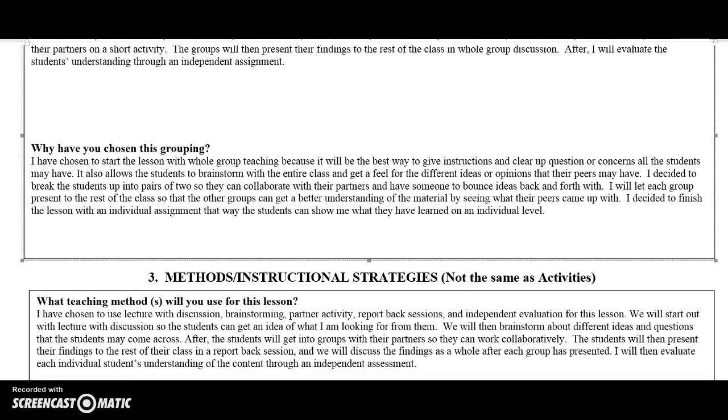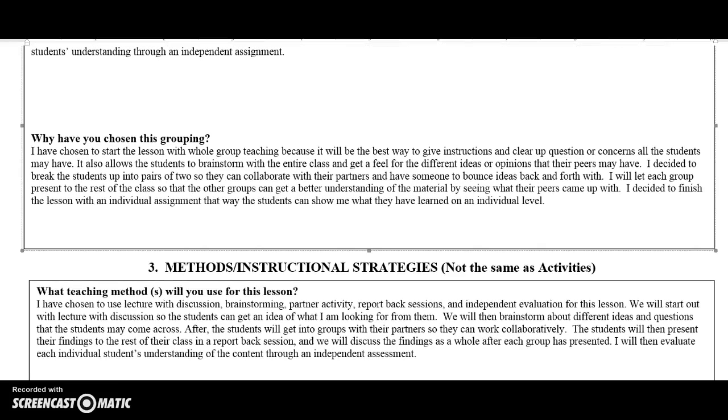I decided to break the students up into pairs of 2 so they can collaborate with their partners and have someone to bounce ideas back and forth with. I will let each group present to the rest of the class so that the other groups can get a better understanding of the material by seeing what their peers came up with. I decided to finish the lesson with an individual assessment. That way the students can show me what they've learned on an individual level.